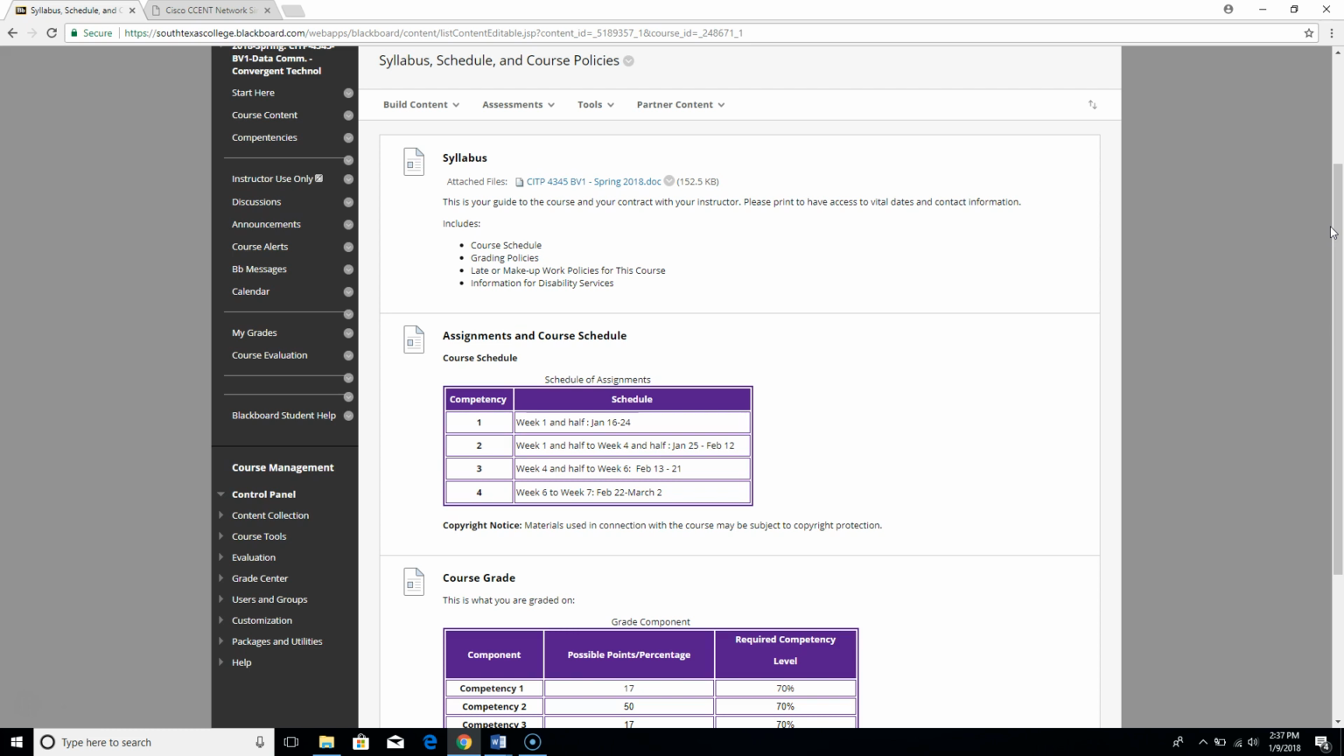We have 7 weeks for this course. The first 10 days, we're going to work on competency 1. This is from January 16th to the 24th, about 9 to 10 days. We're going to complete competency 1. Then competency 2 is week 1.5 to week 4, from January 25th through February 12th. This is more or less about 3 weeks, or 20 or 21 days.